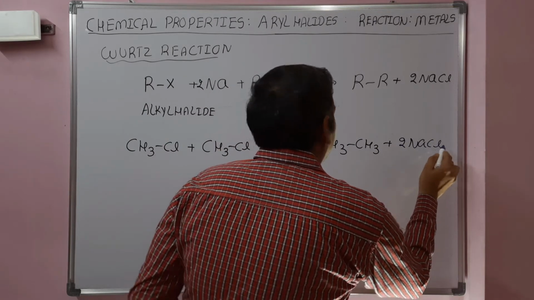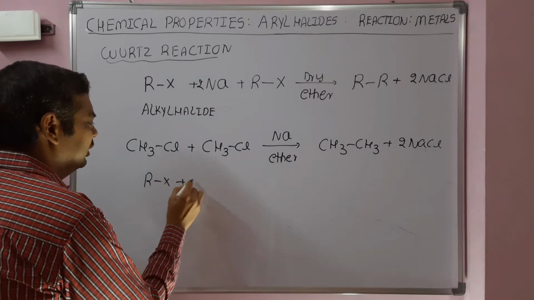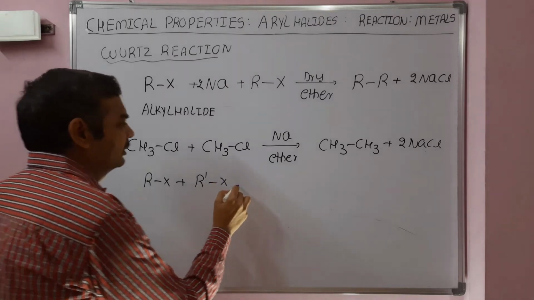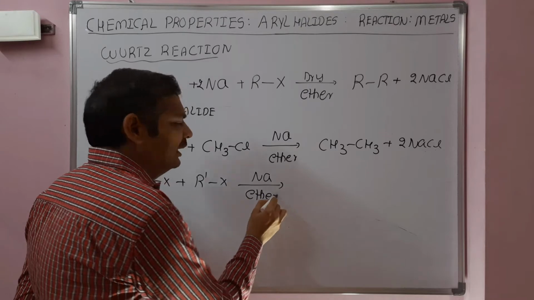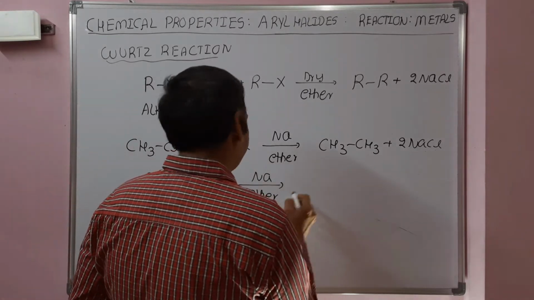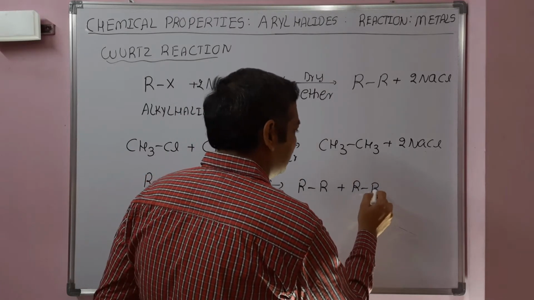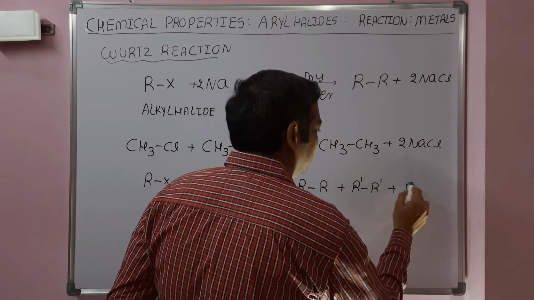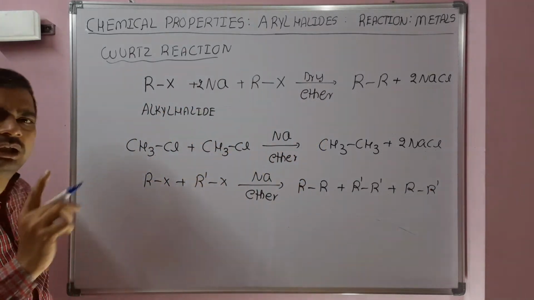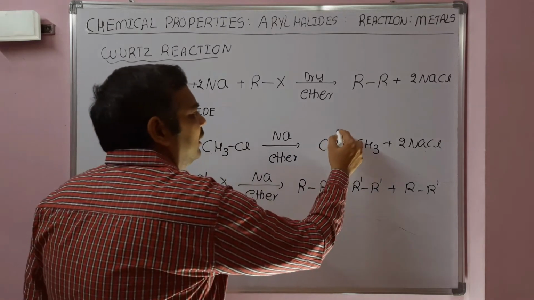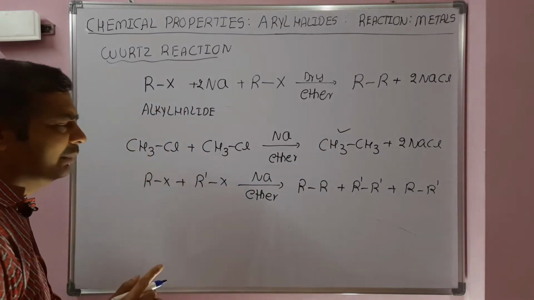Suppose you take different alkyl halides. In the Wurtz reaction, we will get 3 types of products, including R-R' and R'-R'. So in the first example, one alkyl halide gives only one product. If you take 2 different alkyl halides that undergo the Wurtz reaction, we will get a mixture of 3 products.